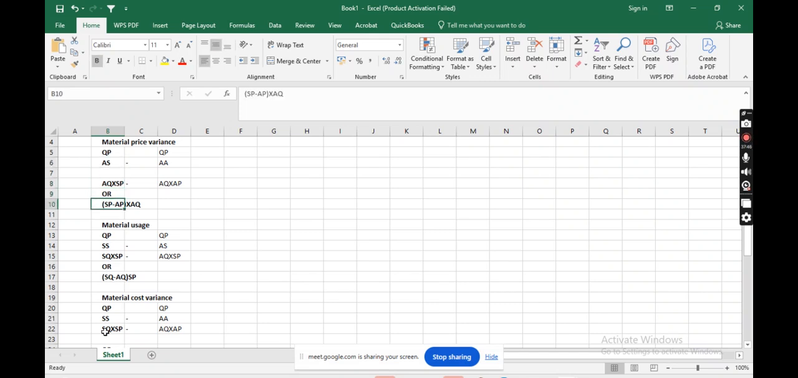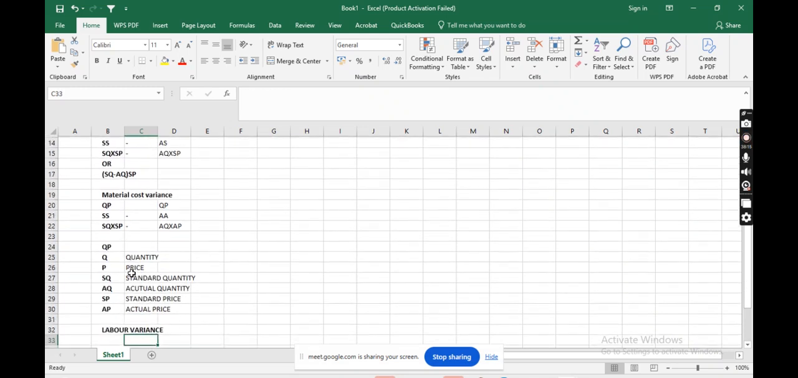Now, can you see it here? Standard price minus actual price: you are comparing your standard price and the actual price times the actual quantity. Now, when it comes to usage, you still compare your standard and your actual, times what? The standard price. Because it is price, you multiply by actual. Because it is usage, you multiply by the standard.